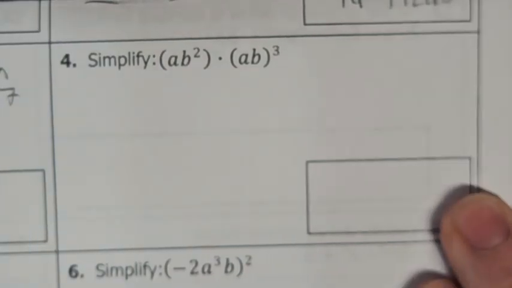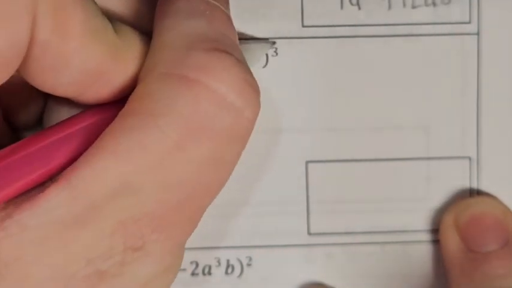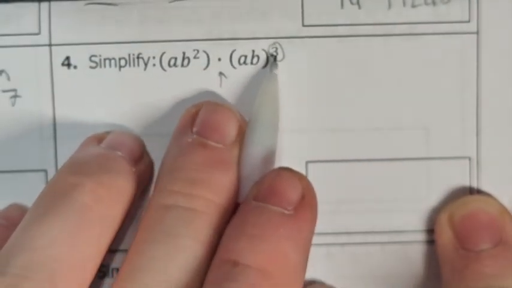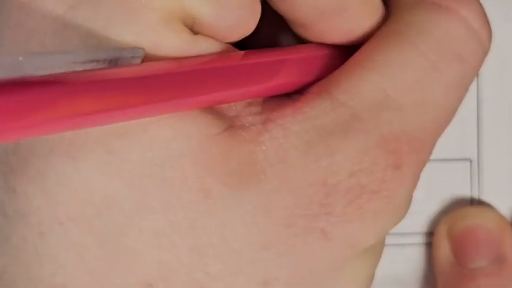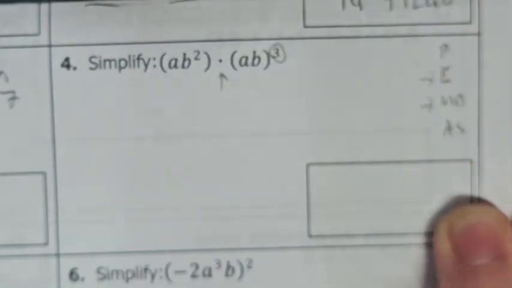Okay, as I'm looking at this problem, I see this dot in the middle of the parentheses. That tells me it's going to be a multiplication. And I also see an exponent on the outside of the parentheses. So that tells me that I need to bring this exponent to the inside. In the order of operations, PEMDAS, I know that I need to do the exponent before I do the multiplication.